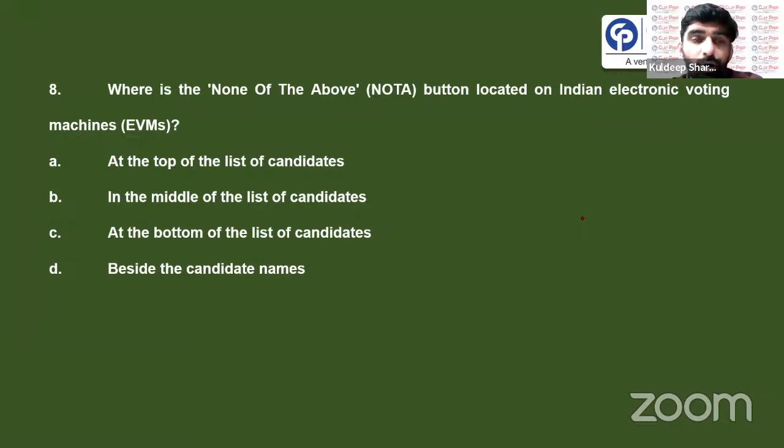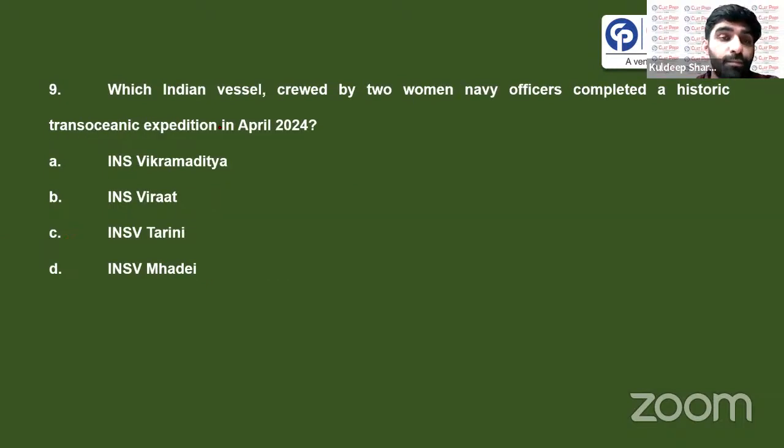Next question, very simple question. Where is the none of the above? Okay, so I've already answered what I asked you in the comment box. Where is the NOTA button located on the Indian electronic voting machine? Is it at the top of the list of candidates? Is it somewhere in the middle? Is it at the bottom of the list? Or is it beside the candidate names? So the answer is it is provided at the bottom of the list of candidates. So the last button in the EVM machine is actually the NOTA button.